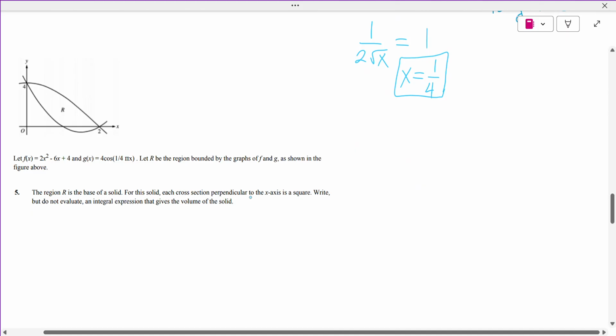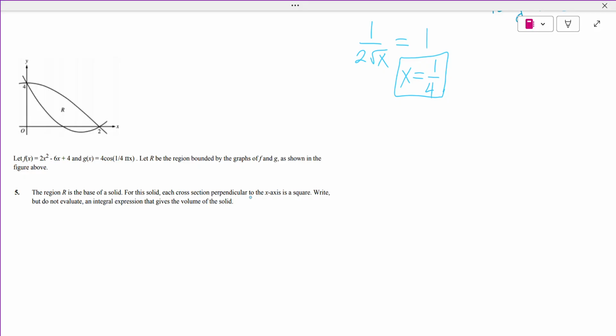Let f of x be 2x squared minus 6x plus 4 and g of x equals 4 cos of 1 over 4 pi x. Let R be the region bounded by the graph of both, as shown in the figure. The region R is the base of a solid. Each cross section perpendicular to the x-axis is a square, right? But do not evaluate. So this is going to be a quick question.